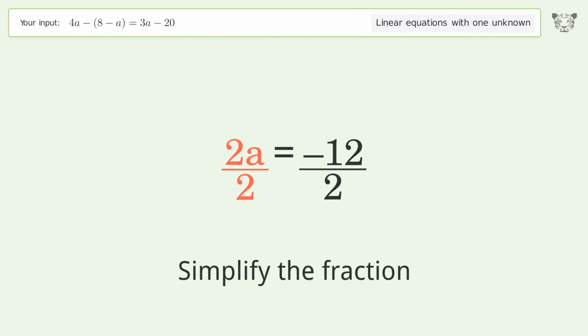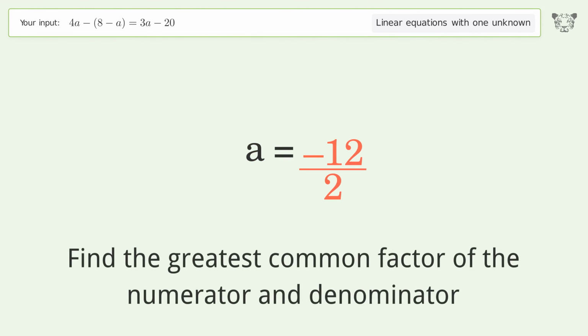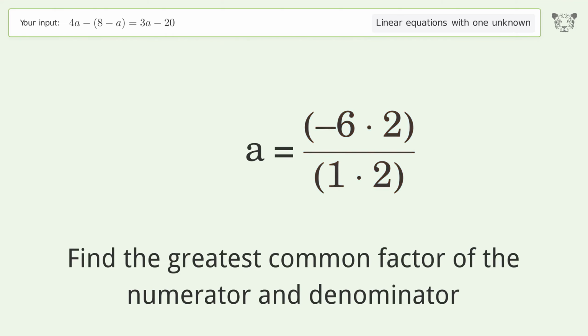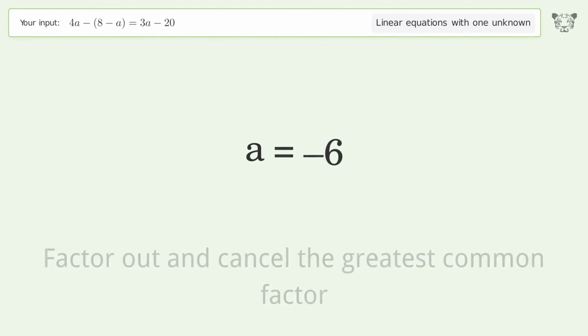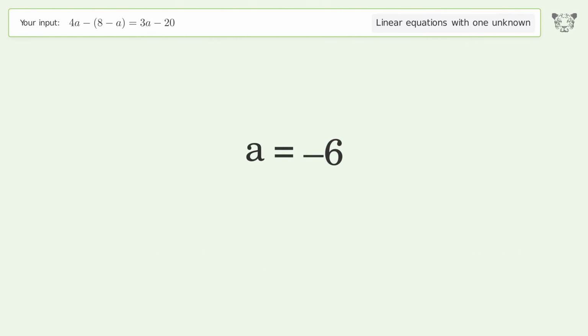Simplify the fraction. Find the greatest common factor of the numerator and denominator. Factor out and cancel the greatest common factor. And so the final result is a = -6.